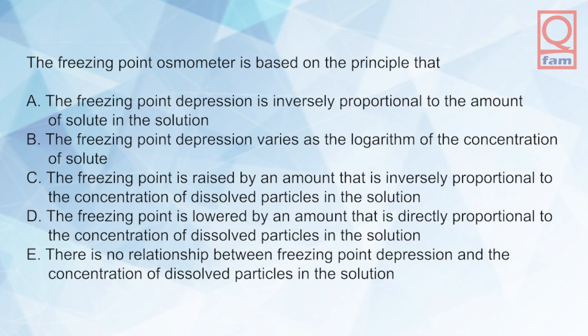The freezing point osmometer is based on the principle that A. The freezing point depression is inversely proportional to the amount of solute in the solution. B. The freezing point depression varies as the logarithm of the concentration of solute. C. The freezing point is raised by an amount that is inversely proportional to the concentration of dissolved particles in the solution. D. The freezing point is lowered by an amount that is directly proportional to the concentration of dissolved particles in the solution. E. There is no relationship between freezing point depression and the concentration of dissolved particles in the solution.